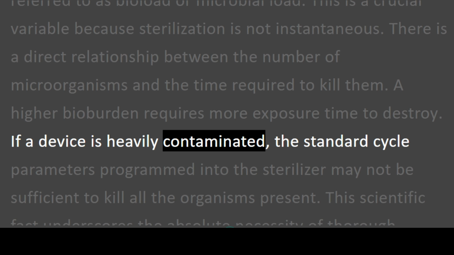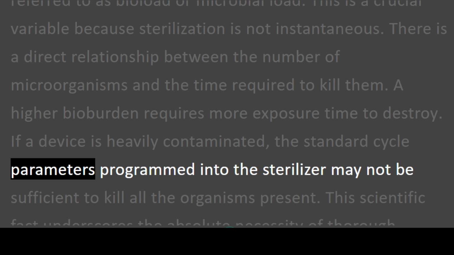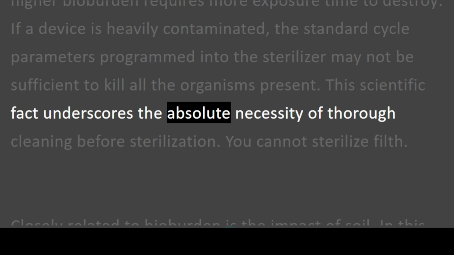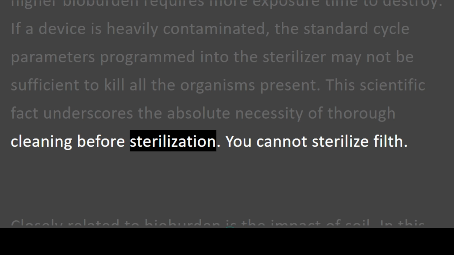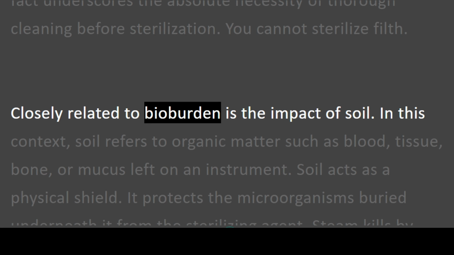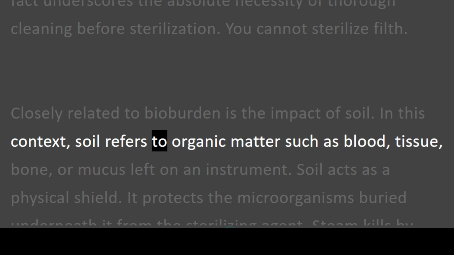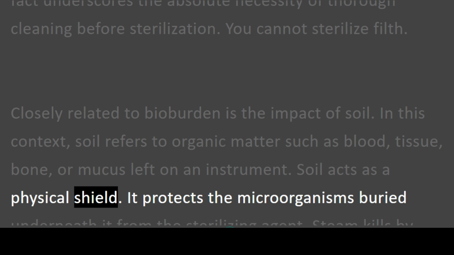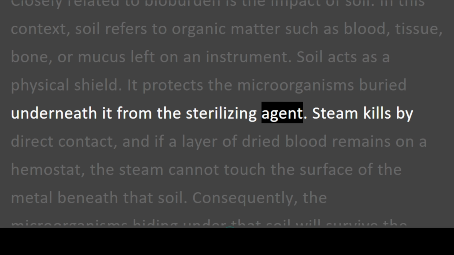If a device is heavily contaminated, the standard cycle parameters programmed into the sterilizer may not be sufficient to kill all the organisms present. This scientific fact underscores the absolute necessity of thorough cleaning before sterilization. You cannot sterilize filth. Closely related to bioburden is the impact of soil. In this context, soil refers to organic matter such as blood, tissue, bone, or mucus left on an instrument. Soil acts as a physical shield. It protects the microorganisms buried underneath it from the sterilizing agent.